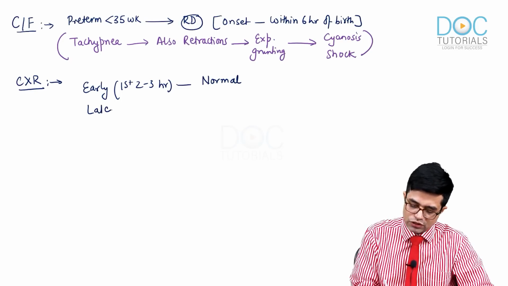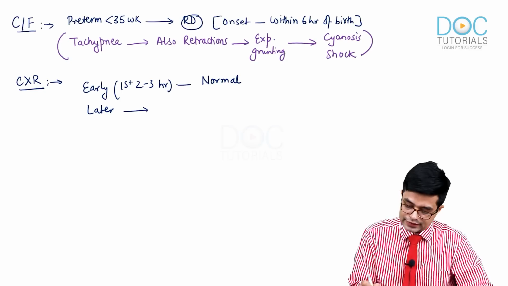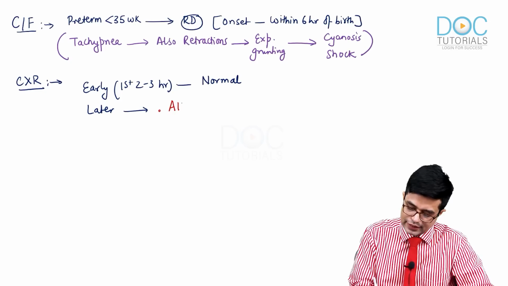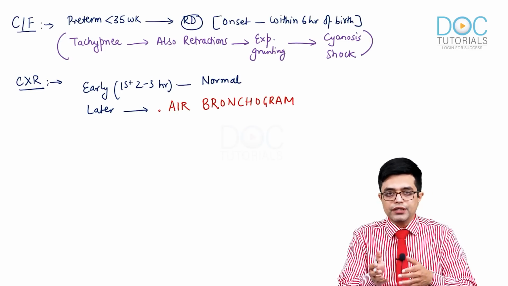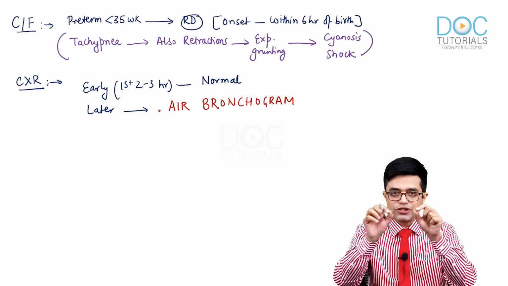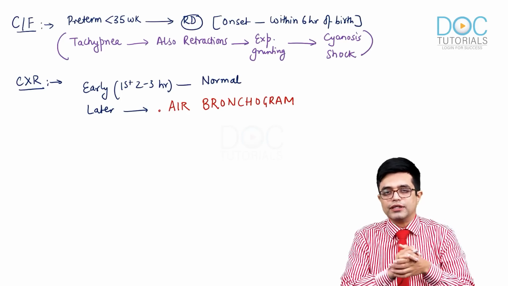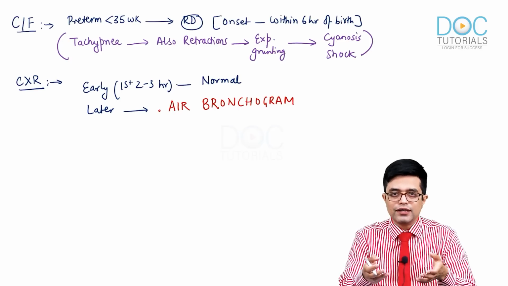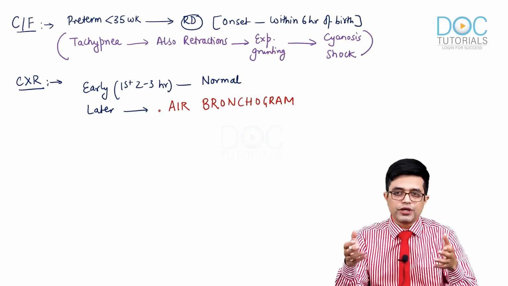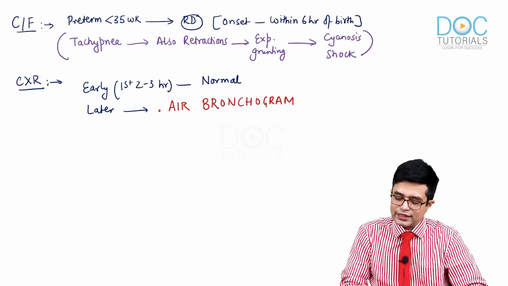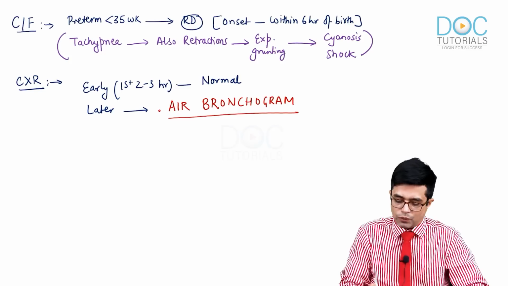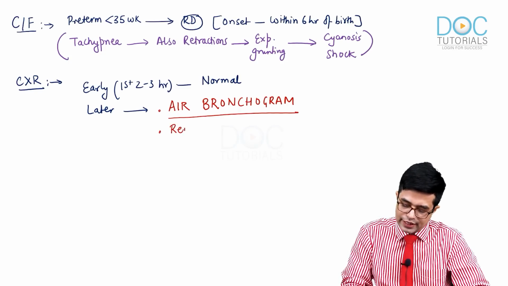Later, beyond 2 to 3 hours, you will find some specific findings. The first important finding is air bronchogram. Air columns in the tracheobronchial tree appear as linear black shadows against a white background. The white background is because of collapse of alveoli. The trachea and bronchial branches do not collapse, and so the air in them becomes visible. That sign is called the air bronchogram sign. Very important clue. Secondly, these children will develop a reticulonodular pattern.